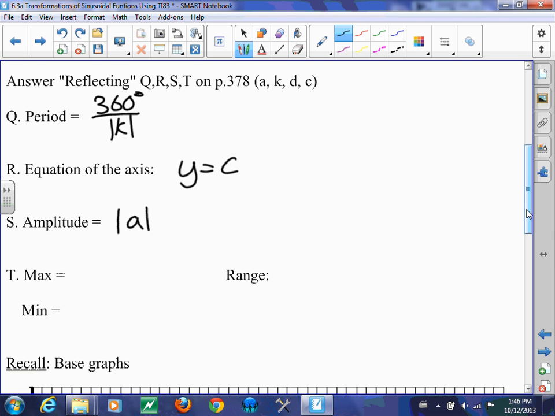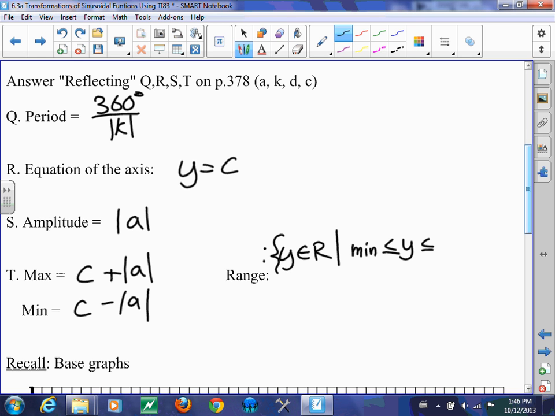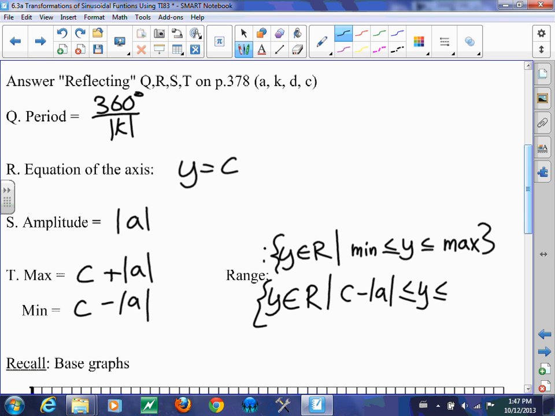To find the maximum, there's two things that affect that. The axis, so it's going to be C, plus the amplitude. Okay, and to find your minimum, it's going to be the axis minus the absolute value of your amplitude. If we know the max and we know the min, then remember that the range is such that x belongs to a set of real numbers such that the minimum is less than or equal to y, less than or equal to the max. Okay, but if we sub in what our min and our max are, we can simplify it even better so that y belongs to a set of real numbers such that C minus the absolute value of A, that's my minimum from the left side, is less than or equal to y, which is less than or equal to C plus the absolute value of A.